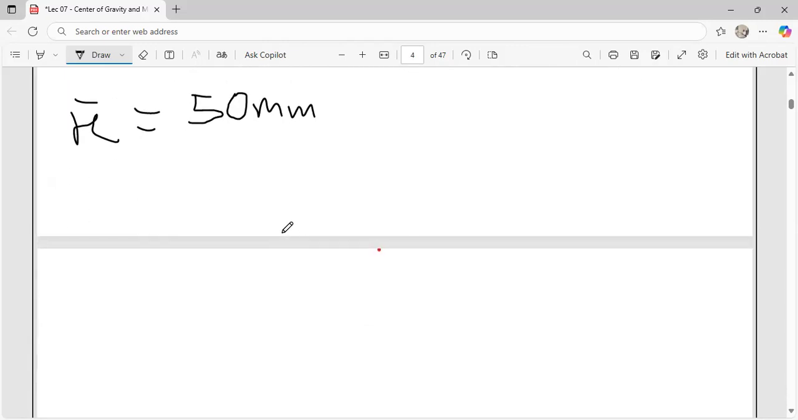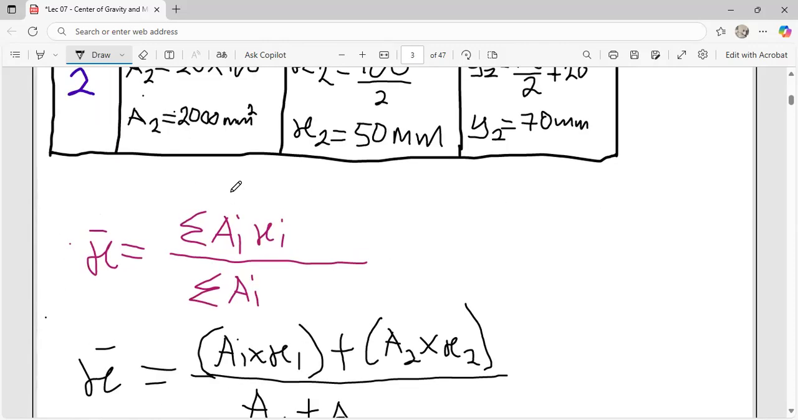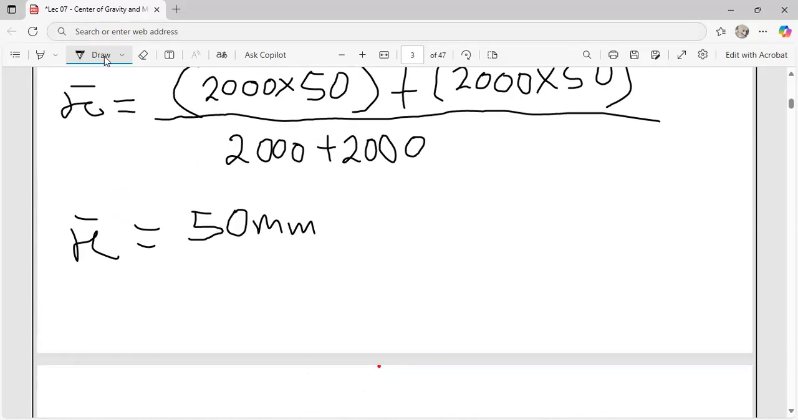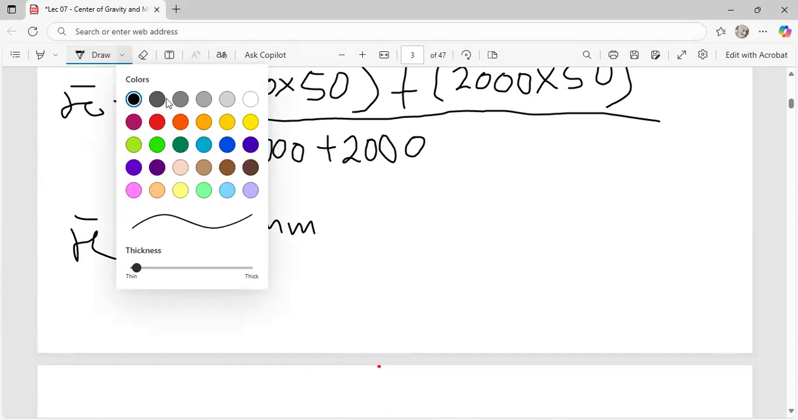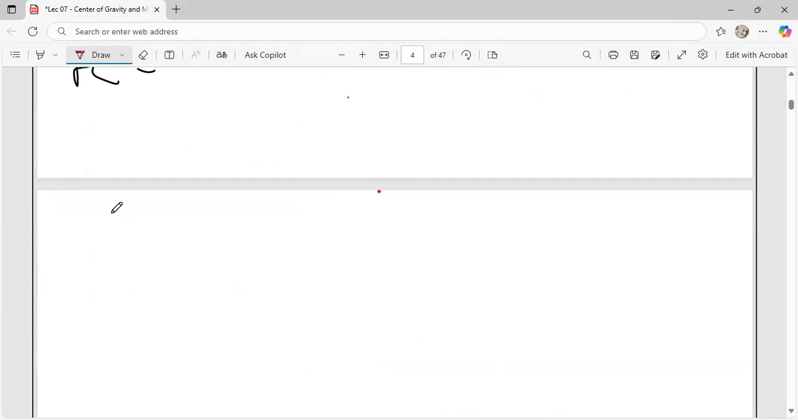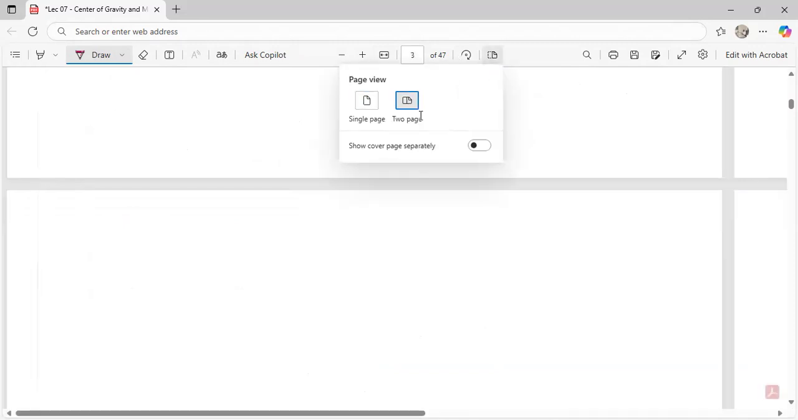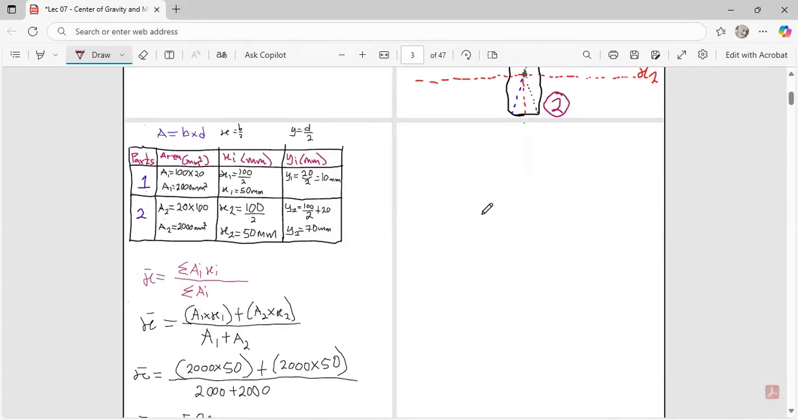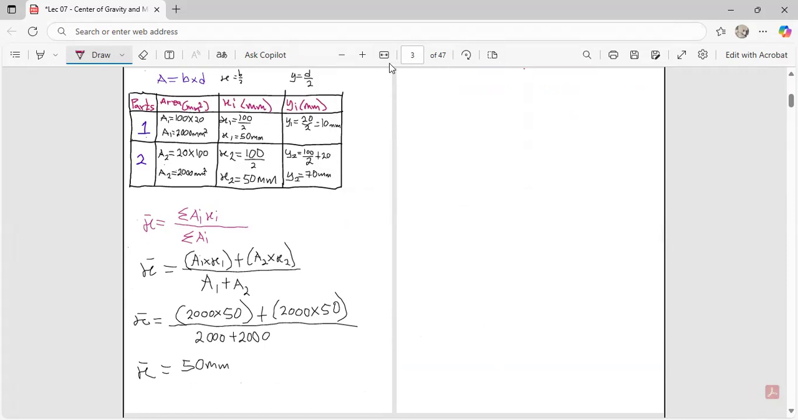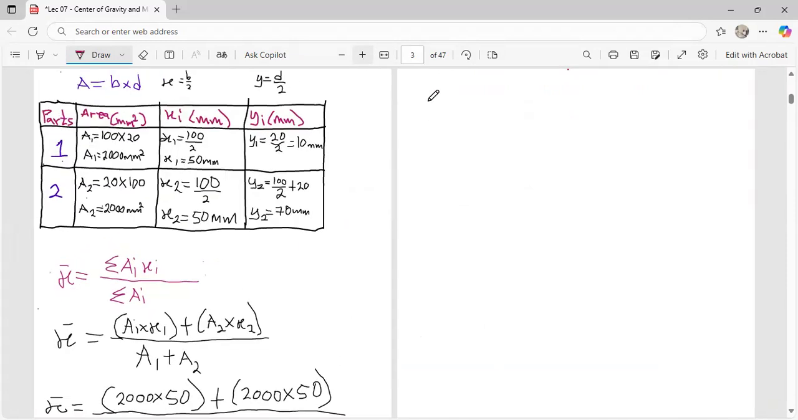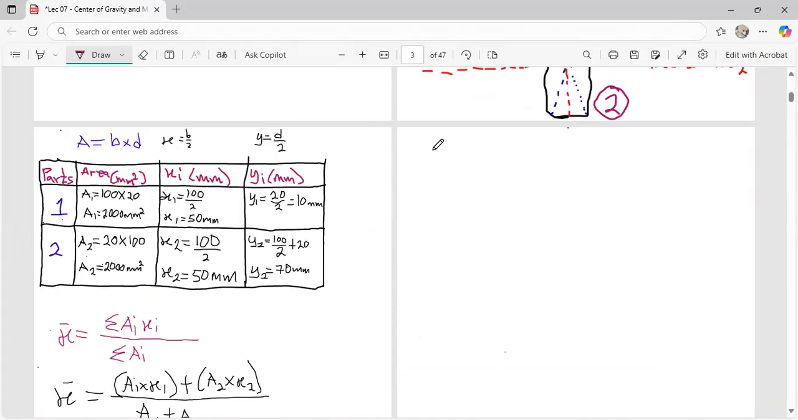From there, we have to also come and do the same for the y and calculate for our y bar too. Then it means that we are done with part A of the question. So from here, what is going to be the formula for our y bar? We do the same thing for the y bar too. And the y bar is also going to be equal to what?